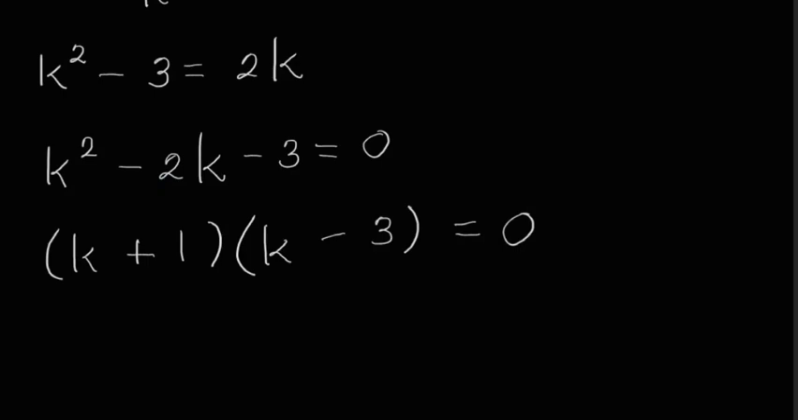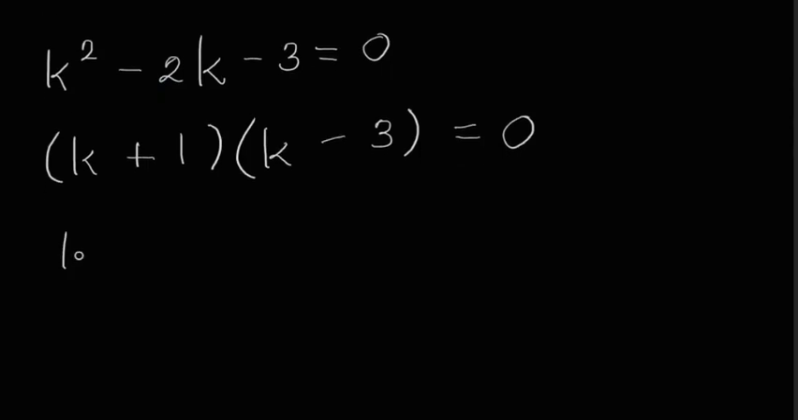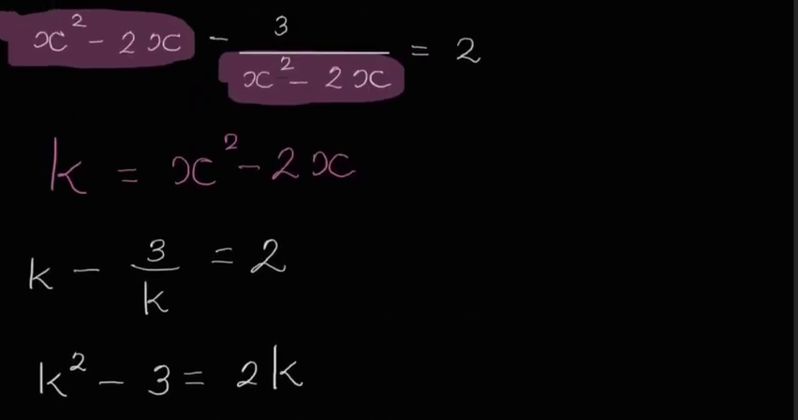gives you negative 2. Solving for k from the brackets, we have k is equal to negative 1, or k is equal to positive 3. However, bear in mind that the initial question given did not have k in it. We just introduced k as a means of getting this in standard quadratic format so that it can be solved. Since our initial equation had x in it, the next step would be to replace k with what we had equated it to. So we had k is equal to x squared minus 2x.